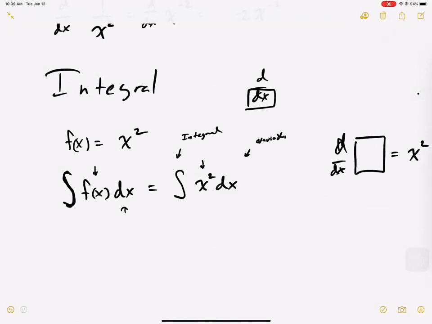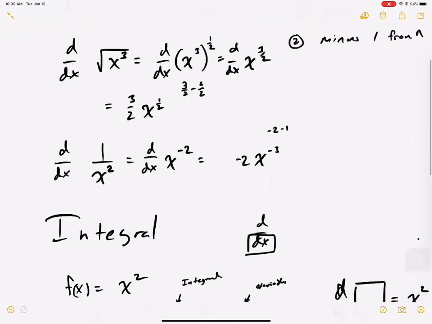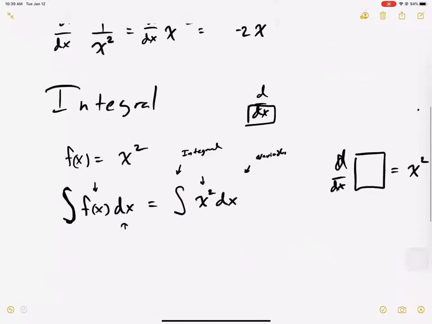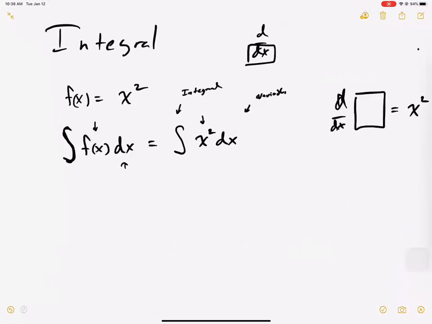Now, we're going to work with this in two things. Remember, to take a derivative, we did two things. We brought down the exponent, and we also minus 1. So for sure, to go backwards, we're going to add 1 to it. So we're going to say x to the 2 plus 1, right? Because we have to add 1 back to the exponent. We minus 1 to go forward, so we have to add 1 to go back.